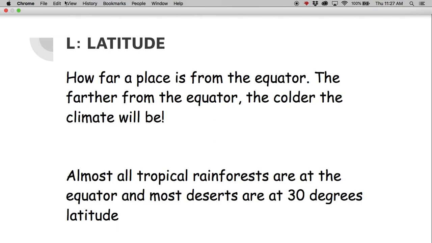What you might not be aware of is that tropical rainforests are almost always at the equator, because at the equator it's always warm, and the air rises, condenses, and makes clouds. Deserts are almost always at 30 degrees latitude. The air that rose at the equator lost all its water there, and all that leftover air is dry, so it falls back down at 30 degrees. All right, put a star next to the L for latitude. Latitude is the most important factor when it comes to climate.